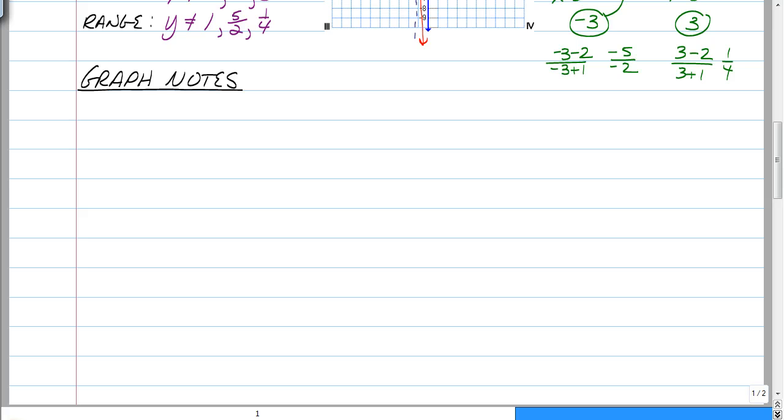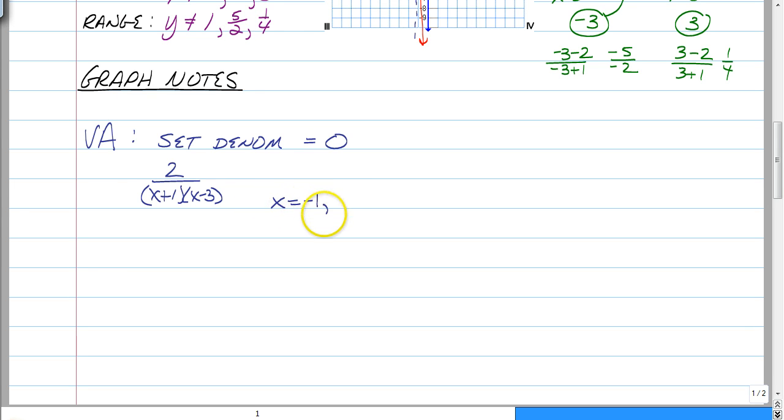So, vertical asymptotes. What you do is you always set the denominator equal to 0. Now you can have multiple vertical asymptotes. When you're done factoring, if you have something that looks like 2 over x plus 1 and x minus 3 and nothing cancels on the top, you actually would say that you have a vertical asymptote of x equals negative 1 and an x equals 3. So you would have multiple vertical asymptotes. That is allowed. Just saying.